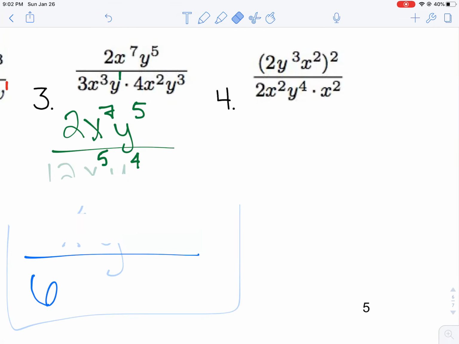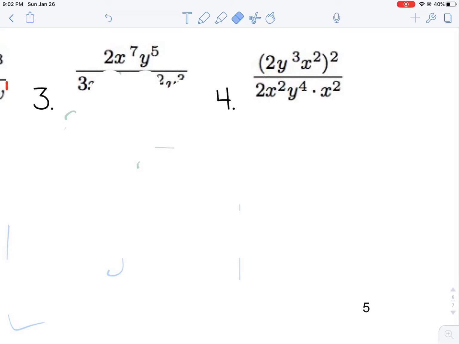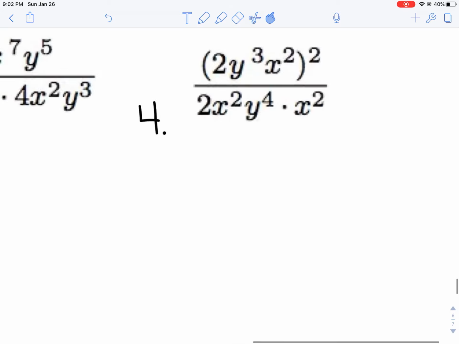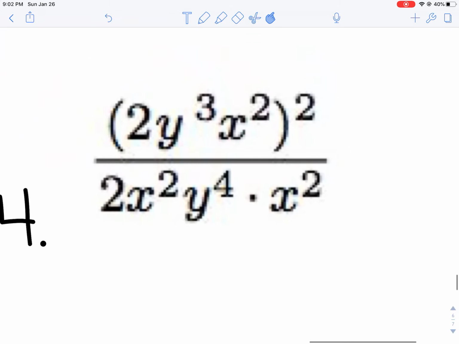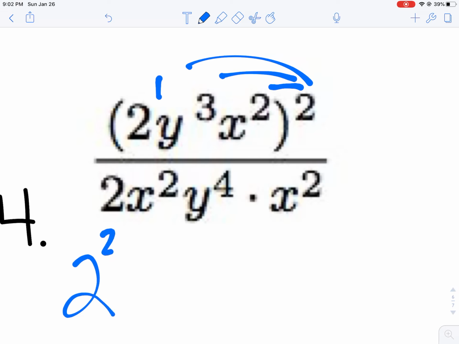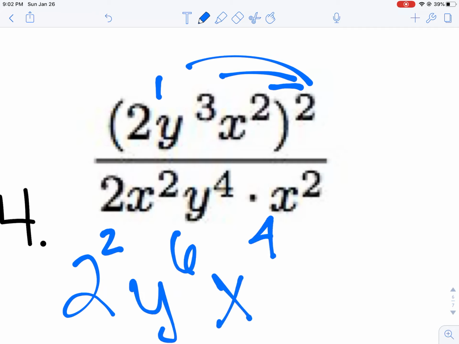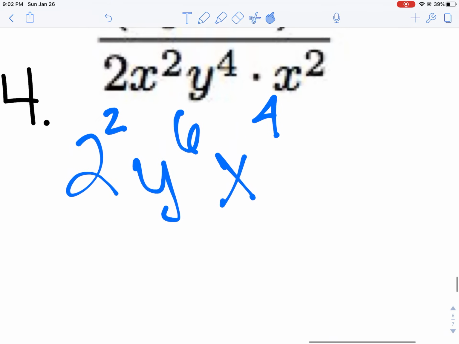All right, my last one I'm actually going to erase so that I have room for that. My last one, if I notice, I have power to a power, so I've got to take care of the power to a power first. Remember, you're multiplying your exponents. 2 has an exponent of 1. Don't forget that. So 1 times 2 gives me 2 squared. 3 times 2 gives me y to the 6th and x to the 4th.